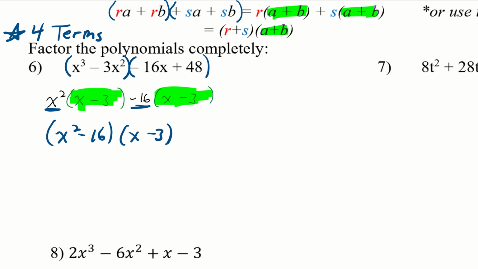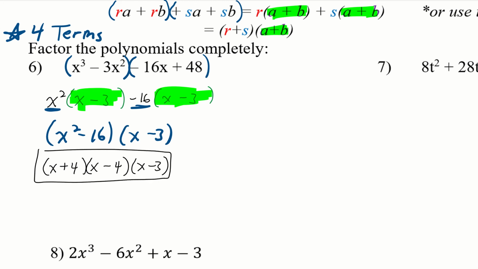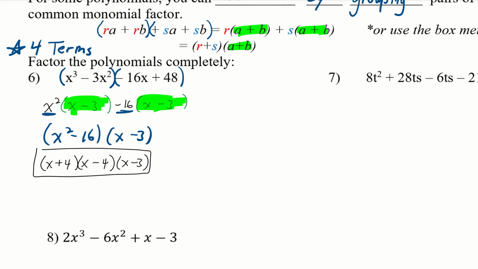Now in this example, you need to also recognize that x squared minus 16 is a difference of squares. So that right there is going to factor into conjugates, x plus 4 and x minus 4. And then the x minus 3 is already factored as far as it's going to go. So with the grouping method, that's how you would factor that problem. The alternative approach is called the box method.